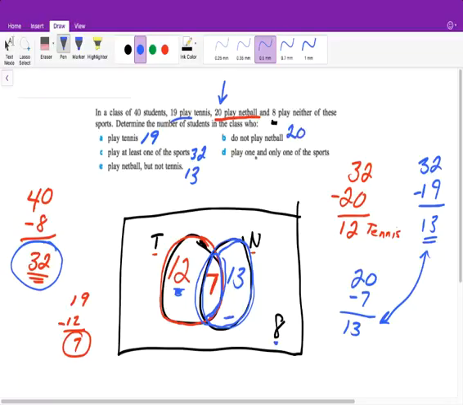And how many people play one and only one of the sports? So they can't play 2 and they can't play neither. So this 13 plays one and only one, and this 12 plays one and only one, and they add together to give us 25.